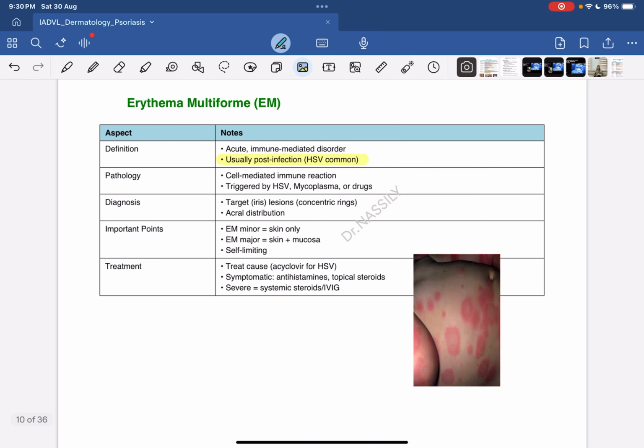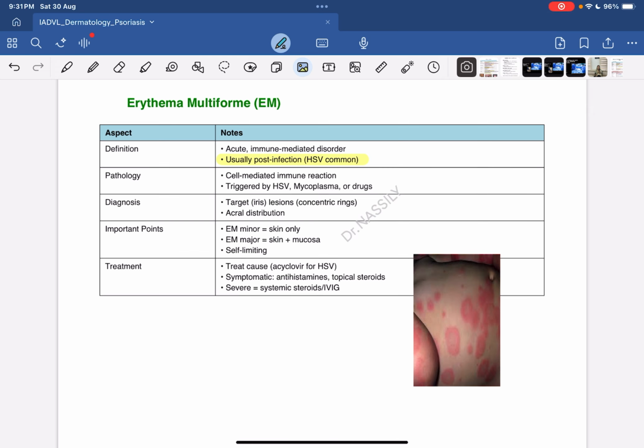Remember that it will mostly be associated with HSV infection, herpes simplex virus infection. It's an acute immune mediated disorder, usually post infection with HSV. It is a cell mediated immune reaction, and the triggers are HSV, mycoplasma, or any drugs. There will be target or iris lesions, and acral distribution will be there.